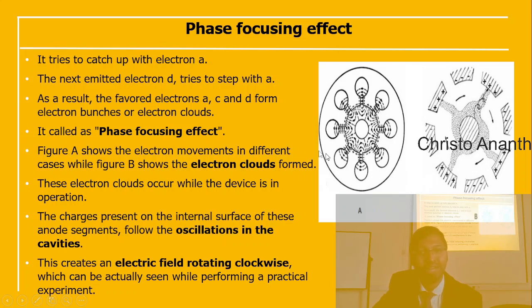Here we have the electron movements in different cases, while the second case shows the electron cloud, the electron bunches. The electron clouds occur while the device is in operation. The charges present on the internal surface of the anode segments follow the oscillations in the cavities. That creates an electric field which rotates clockwise. That can be seen when you perform the experiment.